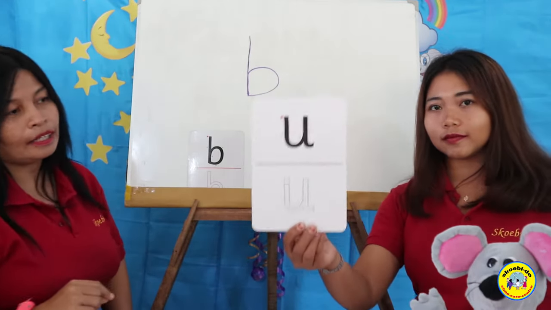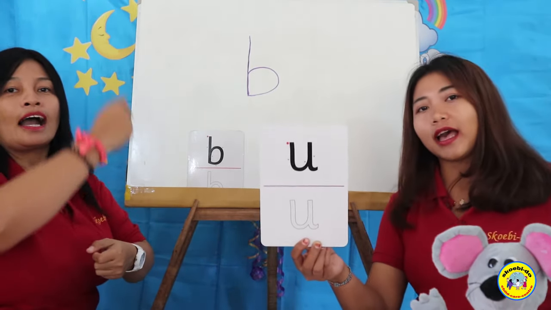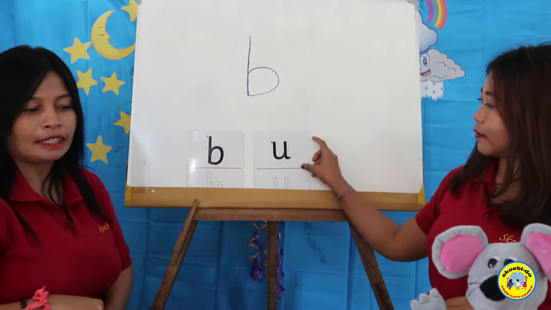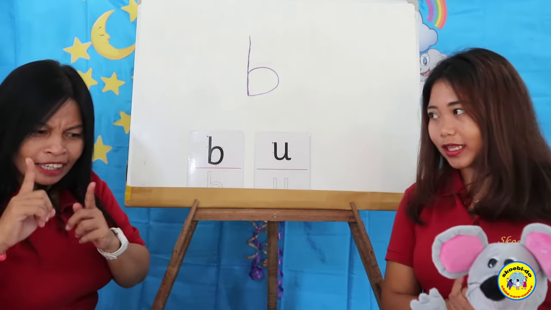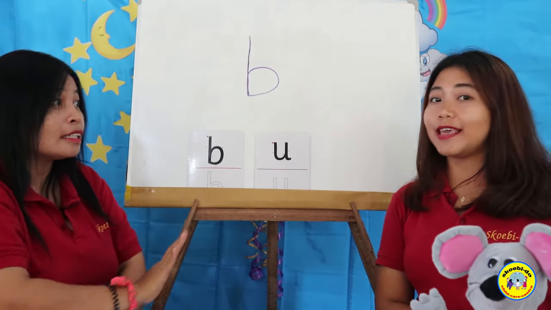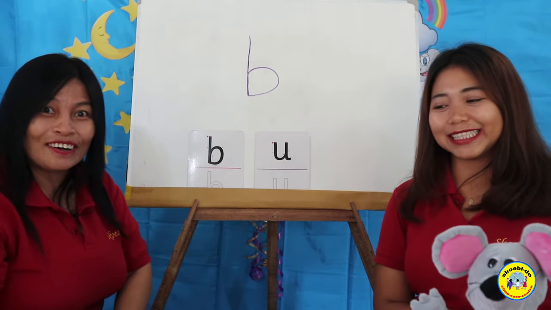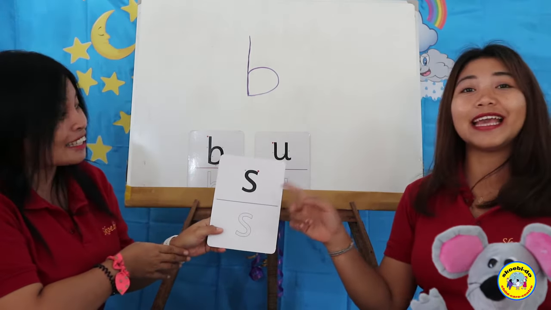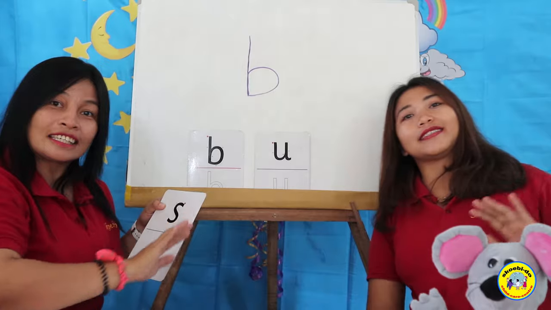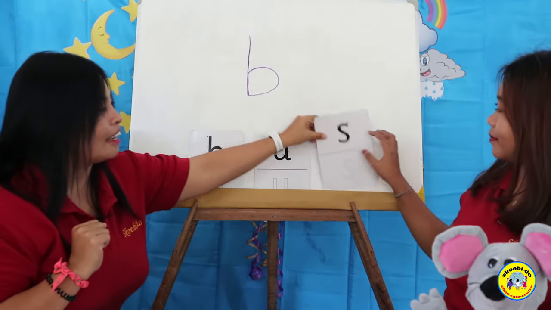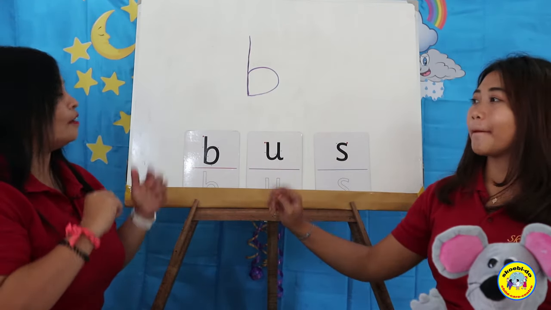Other letter? That is letter U. Make the sound. What else do you need, miss? I will help you. I want letter S. What is letter S? Like this, miss? Yes, like this. Is it correct, miss? Yes, this is letter S. Make the s sound. All right. Now let's start to blend and read.